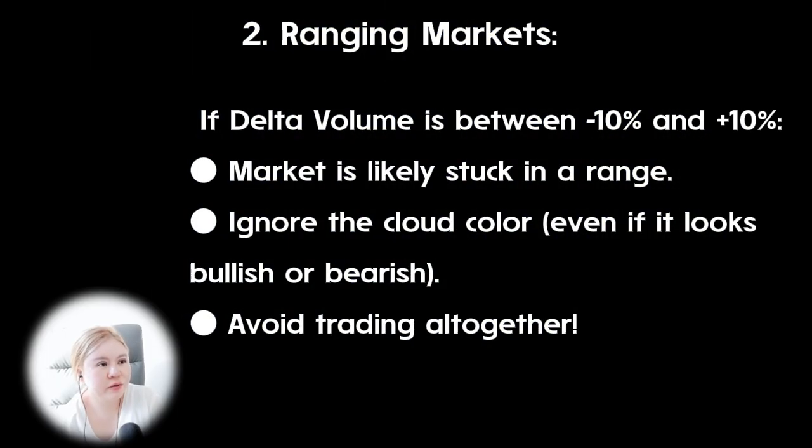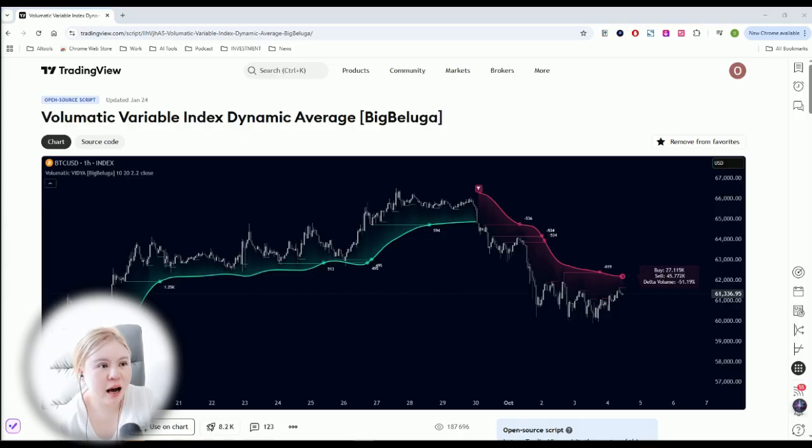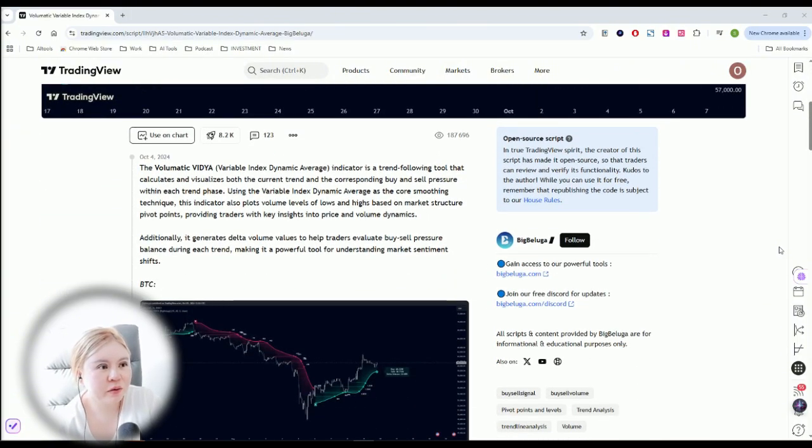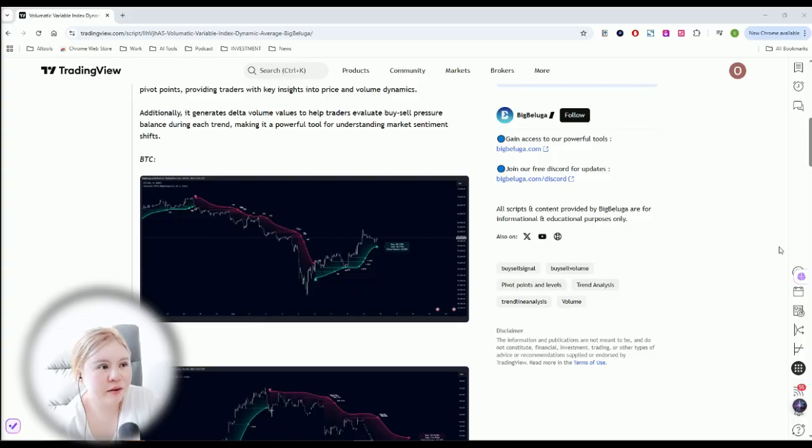The second way of using this indicator is during ranging markets. If the delta volume is between minus 10% and plus 10%, the market is likely stuck in a range, even if the cloud looks bullish or bearish. This is your cue to avoid trading and save your capital for better setups. As a beginner, I'm loving how this indicator helps me stay out of bad trades by combining trend and volume signals. That's the Volumatic VIDYA in action, a very powerful tool for combining trend and volume analysis into one clean package.